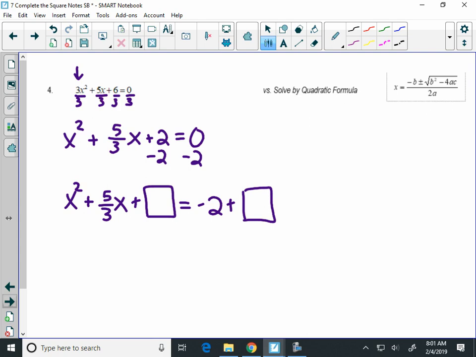Now here's where the yucky part starts. To fill in the box, I would have to take half of this number. So I'd end up doing 5 over 3 divided by 2 squared. And that just doesn't look nice. So that's the reason we're actually going to stop. And I'll give you a hint why. When the middle term is either a fraction or it's odd, right? 5 is an odd number. Completing the square is not really going to work for us, especially once I divide and I get 1x squared.